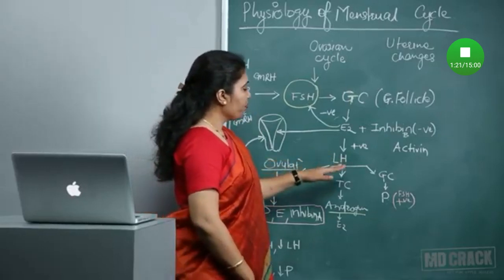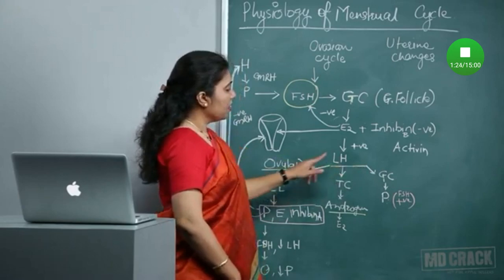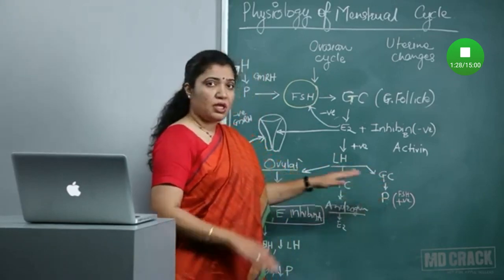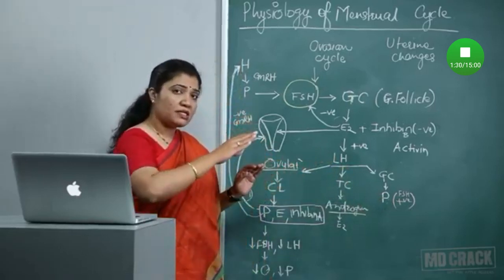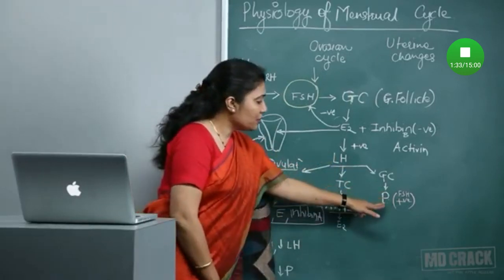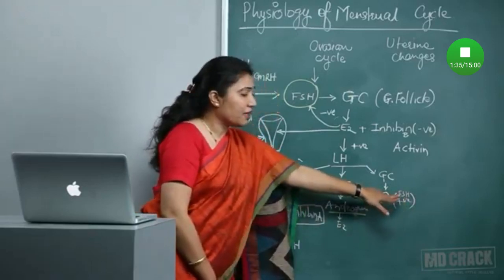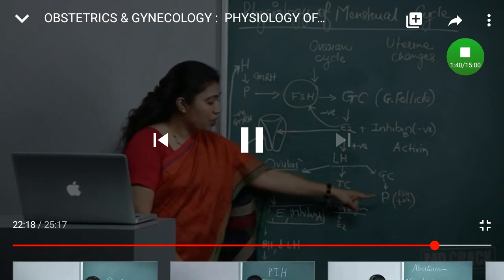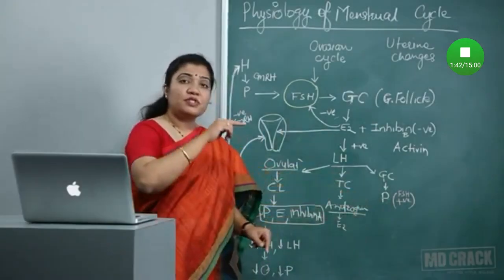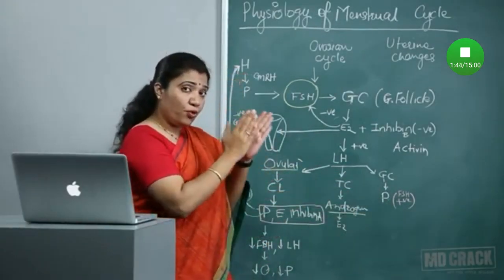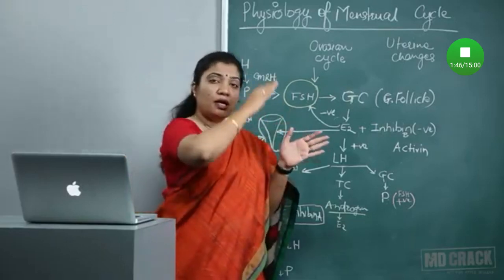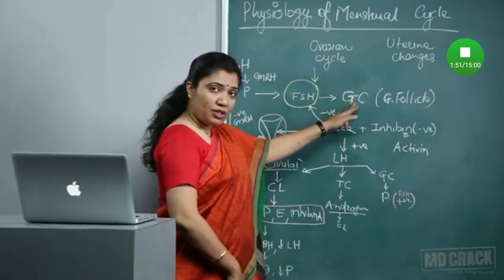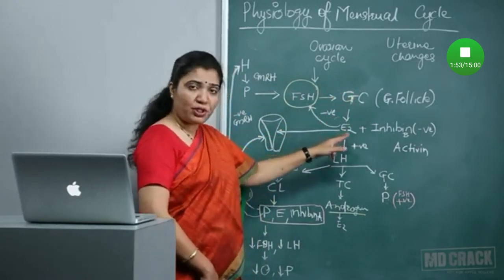LH will do three acts. LH will act on the granulosa cells and will lead to progesterone secretion. This progesterone is less in amount, but the secretion starts. And this progesterone has a positive feedback effect on FSH. So because of the presence of progesterone, FSH will rise before ovulation. This increased FSH will again act on the granulosa cell and lead to estrogen formation.